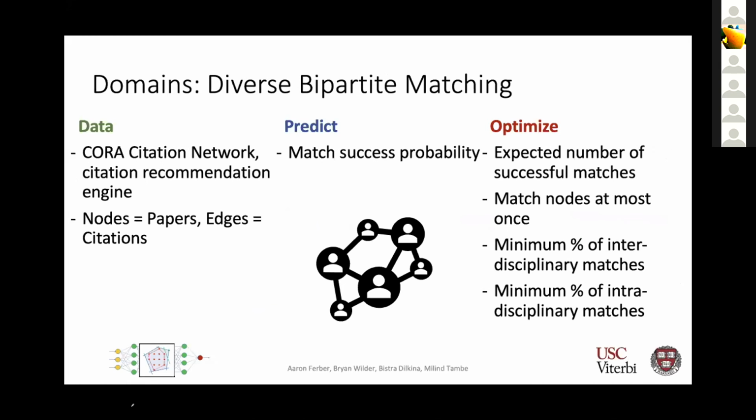And lastly, we'll evaluate on a variant of bipartite matching where we add lower bound constraints on the percentage of interdisciplinary and intradisciplinary matches. And we run our models on the Cora citation network data to make decisions for a citation recommendation engine, maximizing the number of successful matches.